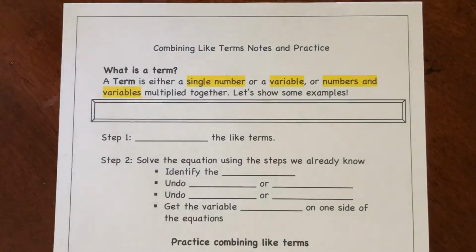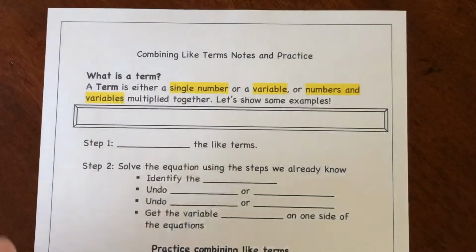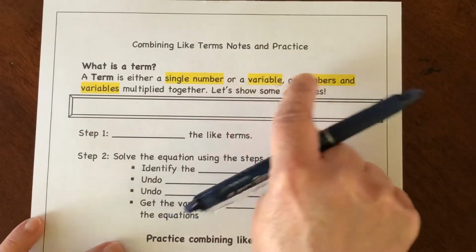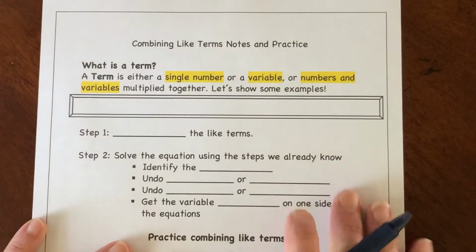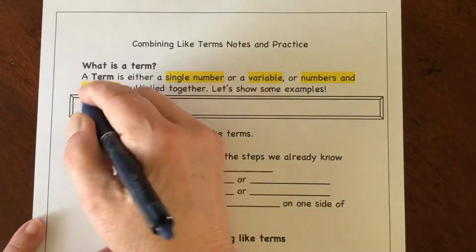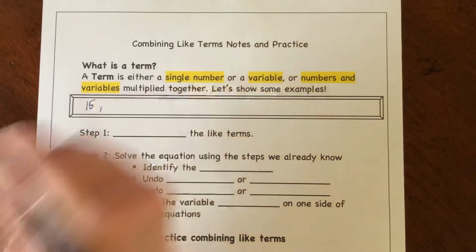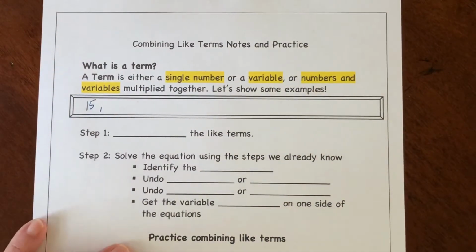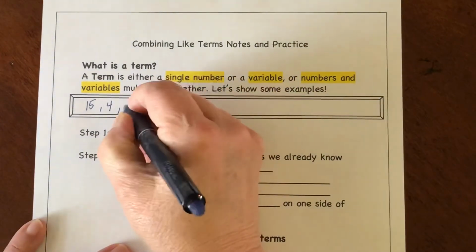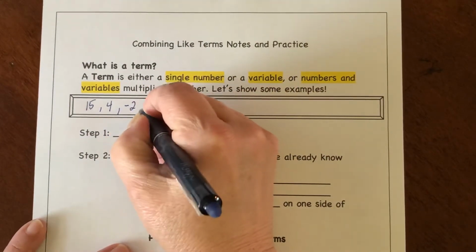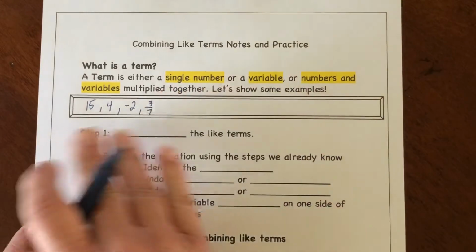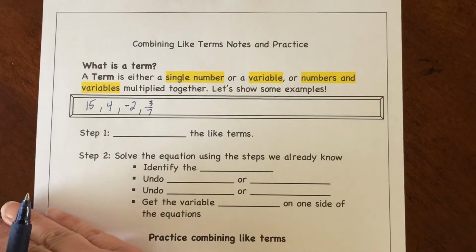Well, what is a term? A term is actually a number or a variable, or numbers and variables multiplied together. So let's show some examples of what I mean by that. So any number. 15 is a term. It's a number all by itself. 4 is a term. Again, it's just a number all by itself. -2 or positive 3/7. Those are all terms.